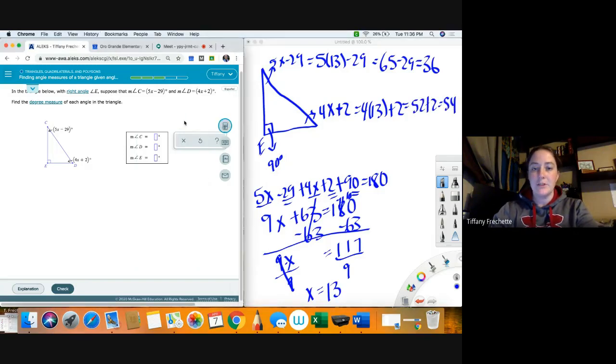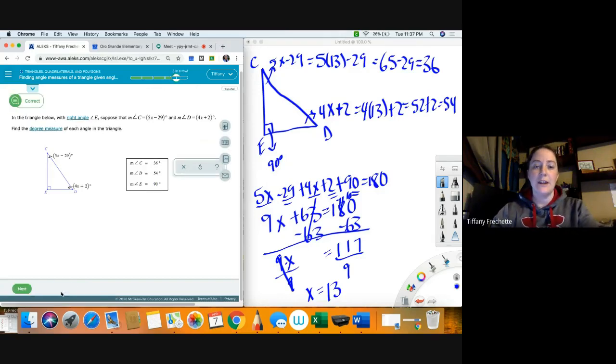So now we just make sure we type it into the correct spots here. And I forgot to put, this is C and this is D. All right, so angle C is 36, angle D is 54, and angle E was 90. Just click check, and we're all done with that one. Yay!